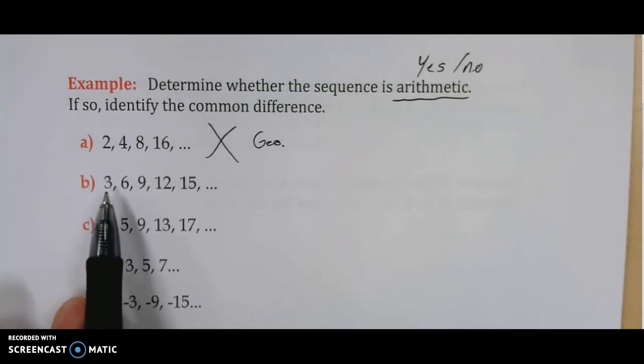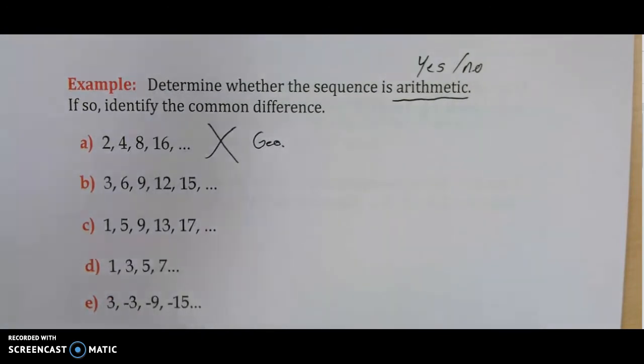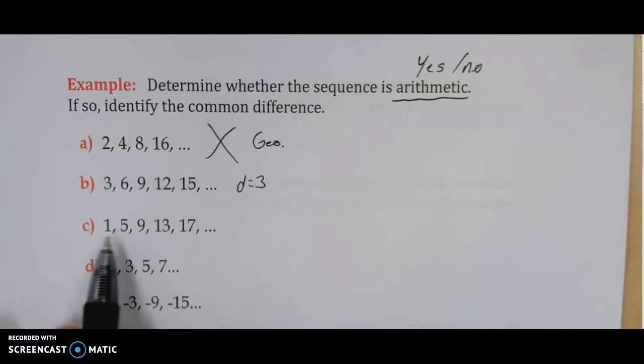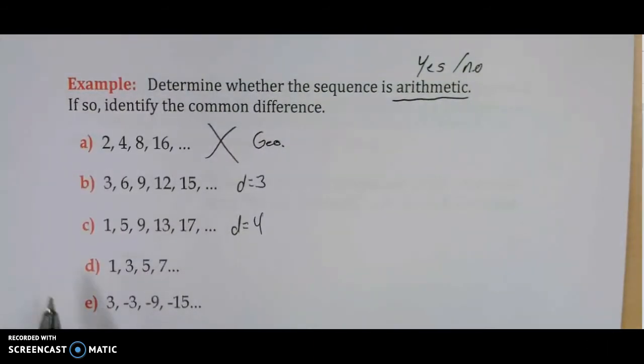Let's try B. To go from 3 to 6, we're adding 3. Plus 3 is 9, plus 3 is 12. So this one works out. My difference here is 3. To go from 1 to 5, I add 4. Plus 4 is 9, plus 4, so that works out. Our difference here is 4.